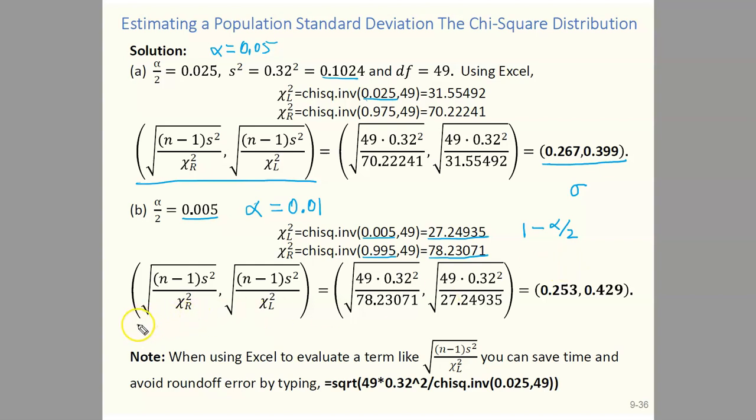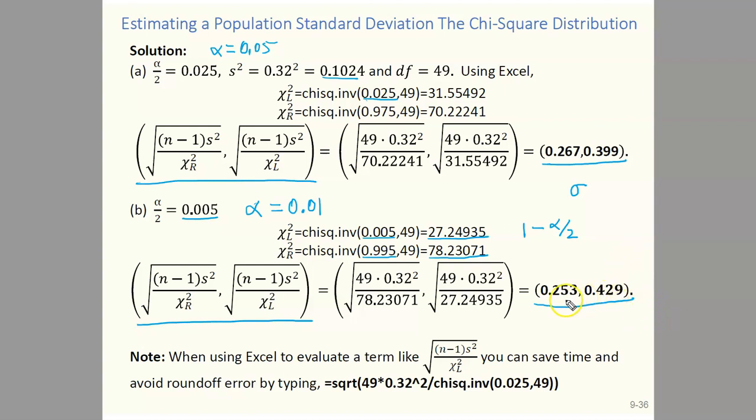And then you just have to plug all your information in this formula right here. So the left endpoint of your interval will be the square root of 49 times 0.32 squared divided by 78.23071. And the right-hand endpoint of your confidence interval will be the square root of 49 times 0.32 squared over 27.24935. And you get this interval right here.